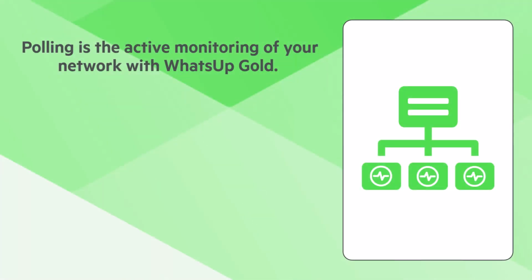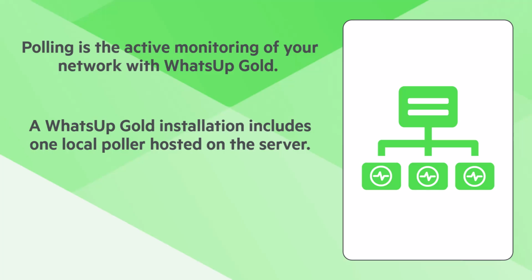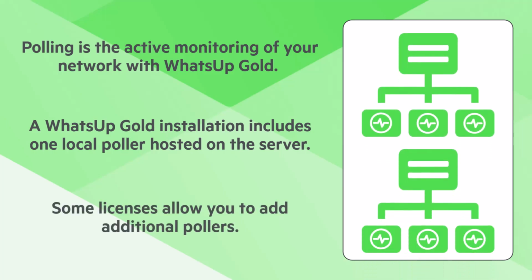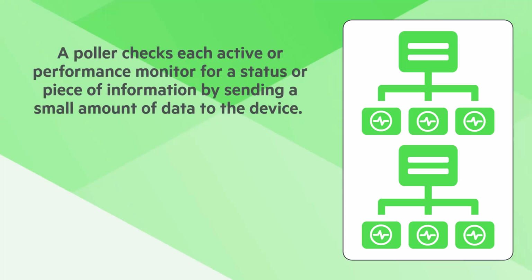Polling is the active monitoring of your network with WhatsUp Gold. A WhatsUp Gold installation includes one local poller hosted on the server. Some licenses allow you to add additional pollers. A poller checks each active or performance monitor for a status or piece of information by sending a small amount of data to the device.